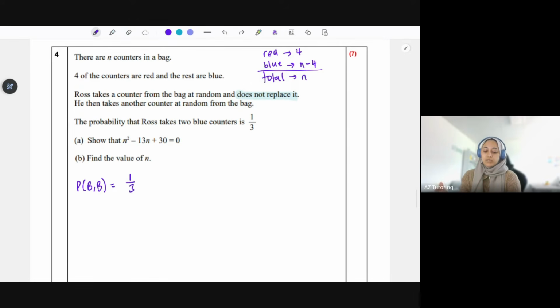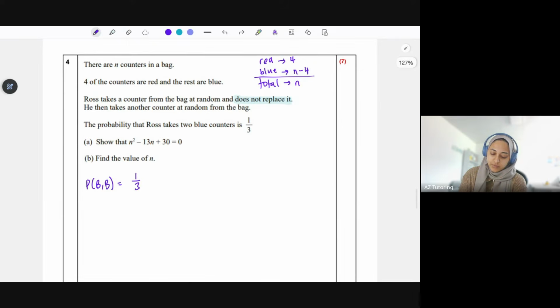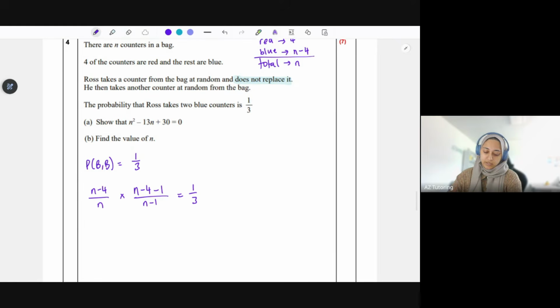So we're just doing what we've been doing. The probability the first one's going to be blue is blue out of the total. Blue, we said, is n minus 4 over the total, which is n. And because he's not replacing the counter, so he's not putting it back into the bag, the second probability will be different. So there's one less blue one now. So it's not n minus 4, it's n minus 4 minus 1. And then the total is no longer n. We've now got one less, so it's n minus 1, and that equals 1/3.